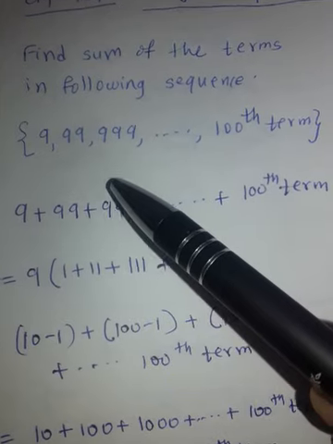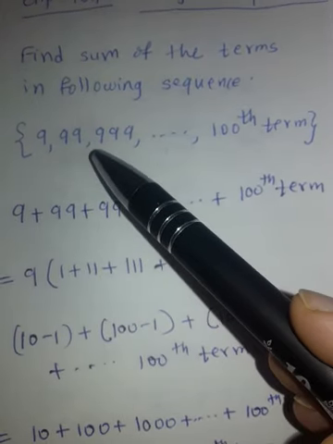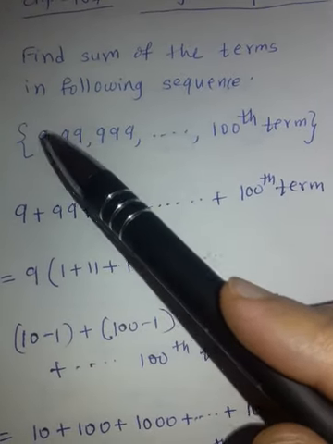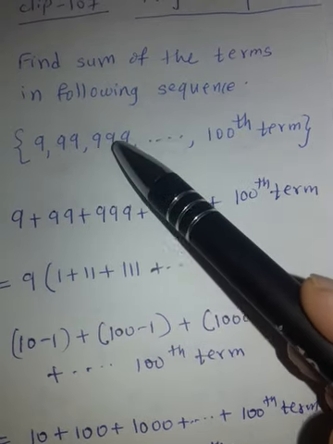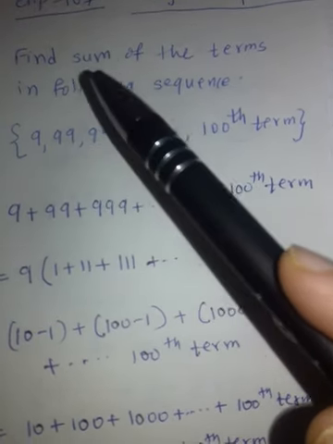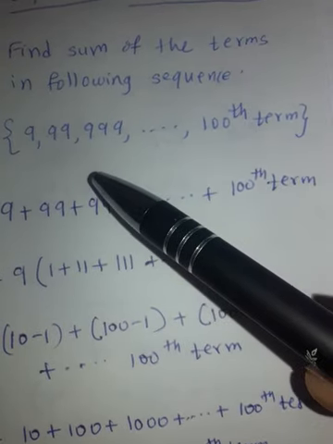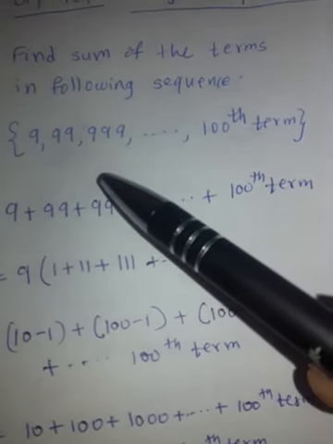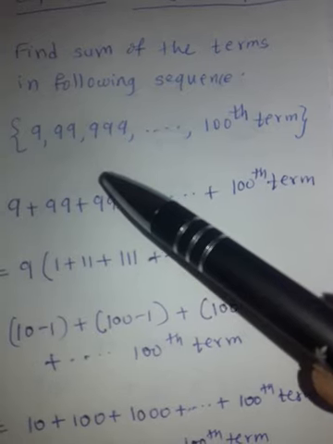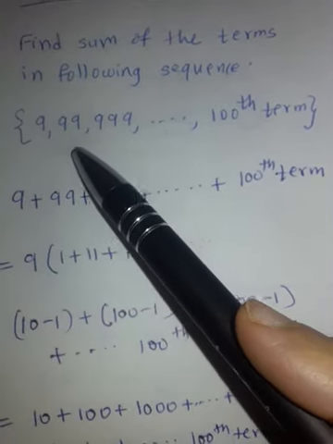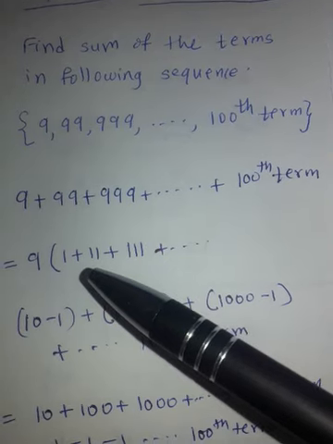Is it GP? So I need to see whether there is common ratio. 99 upon 9 is 11. 999 upon 99 is not 11. That means ratio is also not common. So it is neither AP nor GP. So now what can I do? I should now convert it to AP or GP.